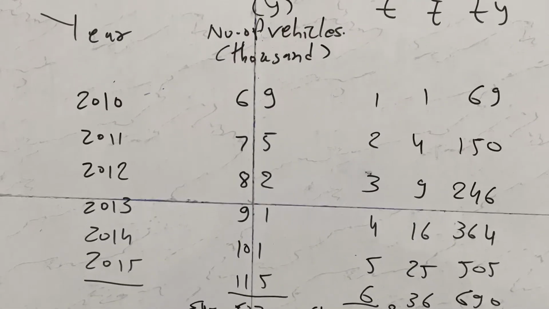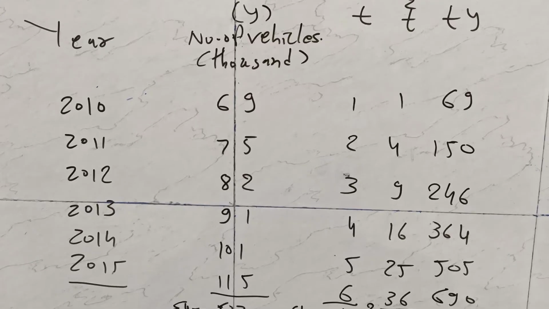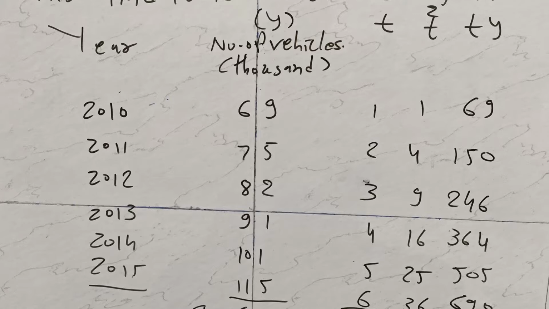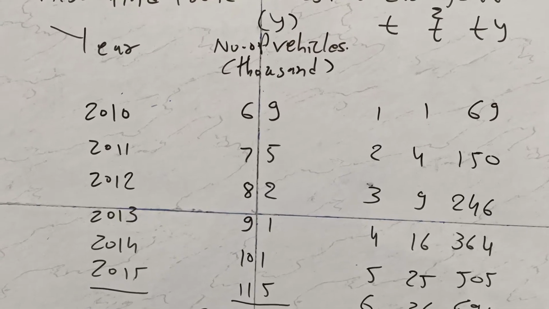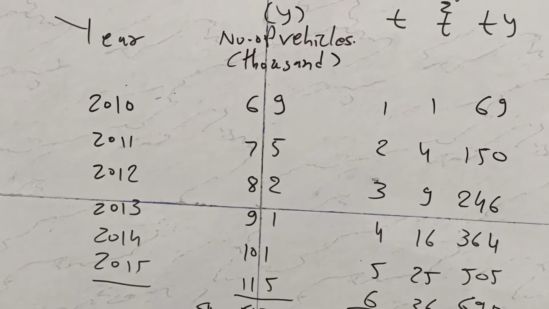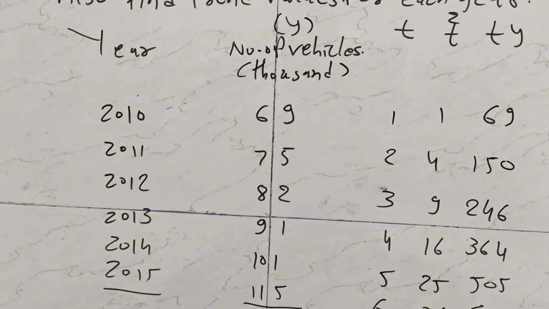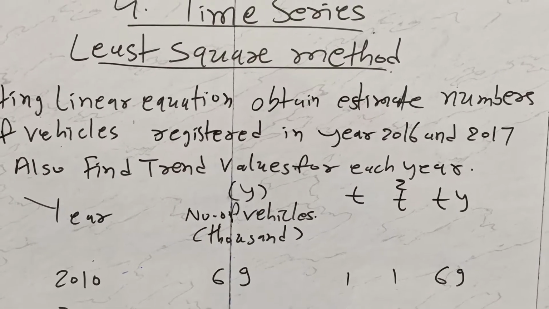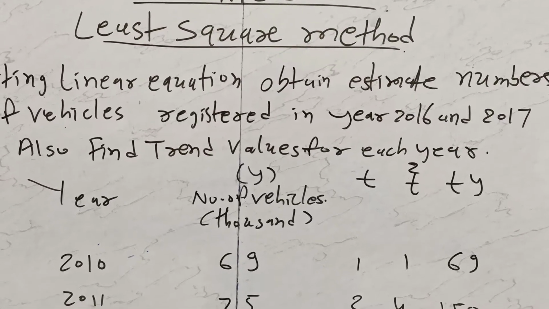In short, you are provided data for the registered number of vehicles from 2010 to 2015, in thousands. The number of vehicles is given in thousands, which is variable y, and data is provided for 6 years, 2010 to 2015, and you are asked to estimate the values for 2016 and 2017.